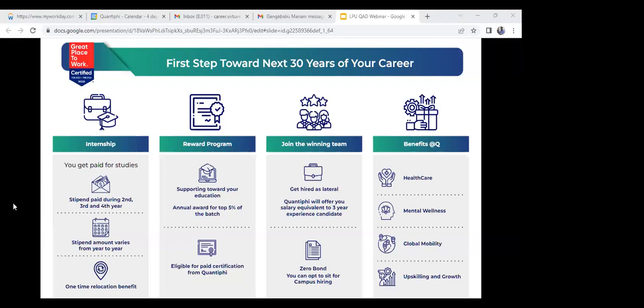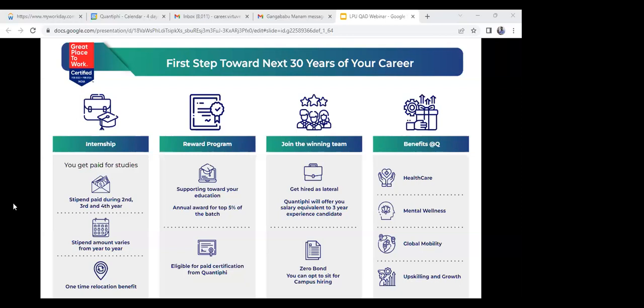In the previous slide, if you have seen, Dr. Vijay Kumar sir was also saying that you get a chance to work as an experienced person when you move out of this program. So when you clearly pass out of this program, you will be considered a 3-year experienced professional, not a fresher anymore, because you have invested time in Quantifi.